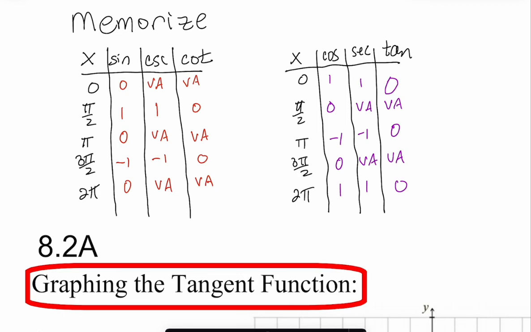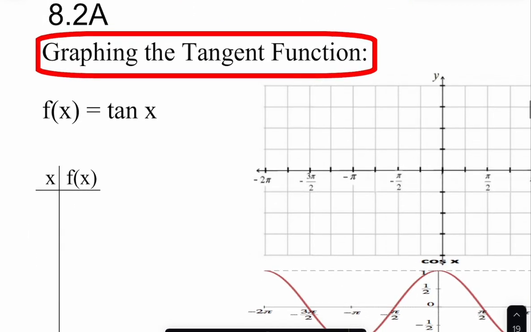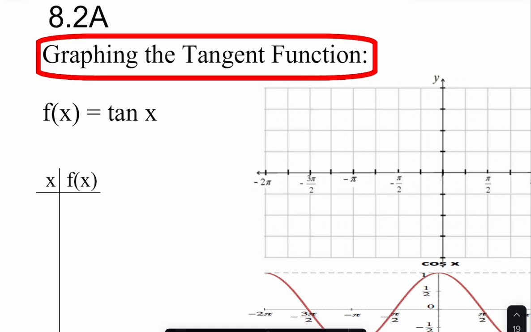Okay, so now that we have those patterns written down, let's talk about how we graph a tangent function. Now remember, tangent is sine over cosine. And technically, the pattern for a tangent repeats in a pi. So our first place is going to be 0, but our final place is going to be pi.